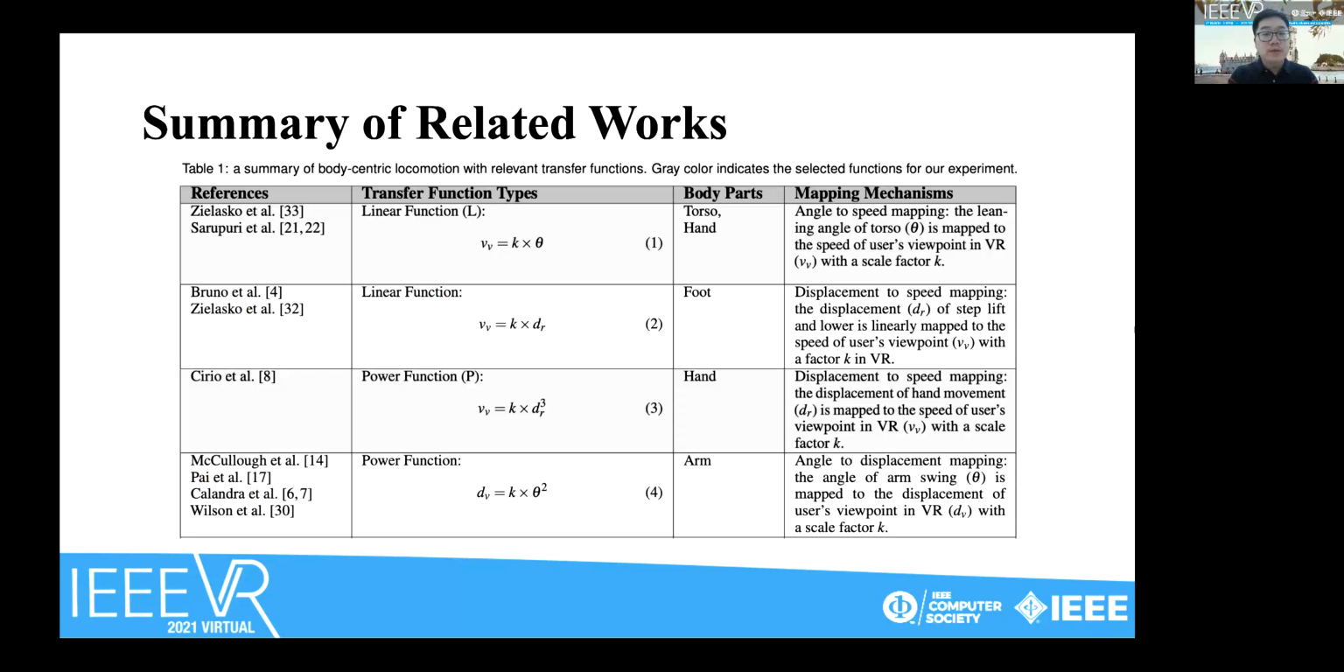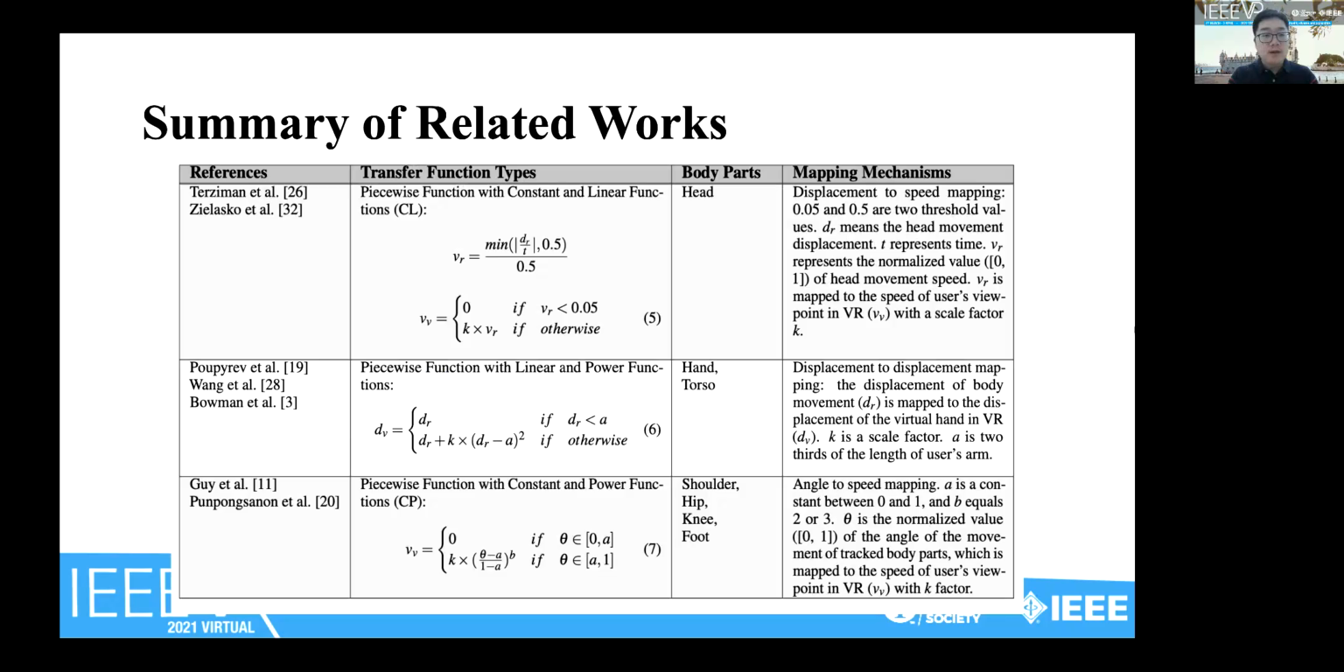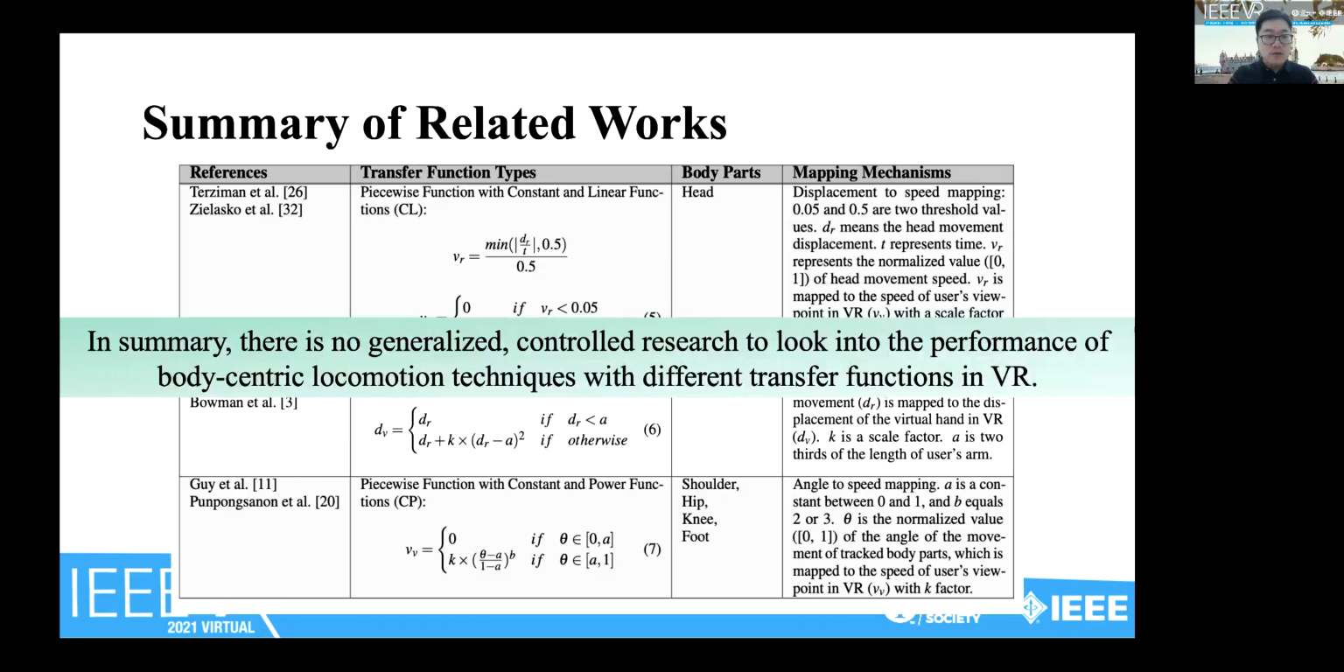So we collected related work based on transfer function types, body parts, and mapping mechanisms. We collected the linear function, power function, and piecewise functions, and also the head, arm, torso, and knee body parts. So in summary, there is no generalized and controlled research to look into the performance of body-centric locomotion techniques with different transfer functions in VR.